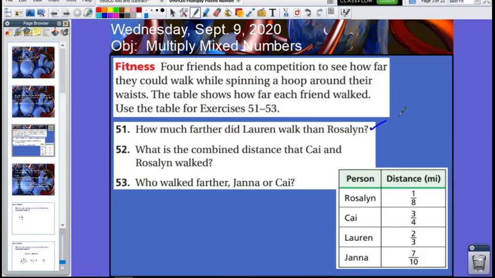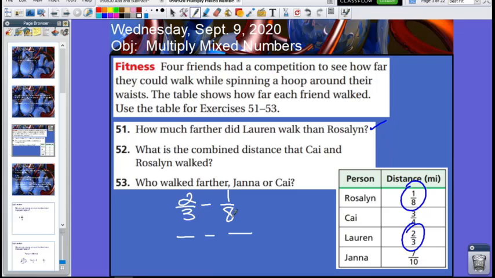Okay, so let's see how you did. I'll turn the webcam back on in just a few moments. In this particular one, it says, how much farther did Lauren walk than Rosalind? So we have to come down here and look at Rosalind and Lauren. Here is Rosalind, here is Lauren. We're looking for how much farther did Lauren walk than Rosalind. Basically we're taking Lauren and we're going to subtract Rosalind from it. Lauren is 2/3, and we're going to subtract Rosalind from it, which is 1/8. Even though these are simple fractions, we still have to find common denominators no matter what. So we still have to rewrite with common denominators.